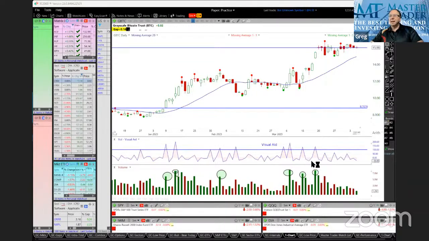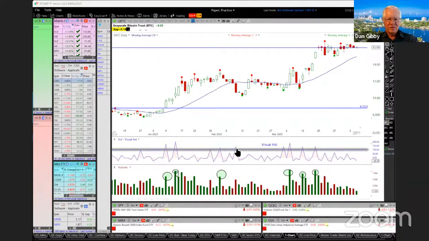We can see that. But one of the things that we can do with this in this platform, which we share with subscribers and students, is we can put it in a column. So in our interest list, we can see when there's been these huge spikes in volume. So I just picked this Bitcoin Grayscale ETF.